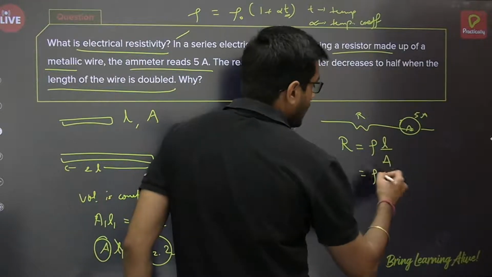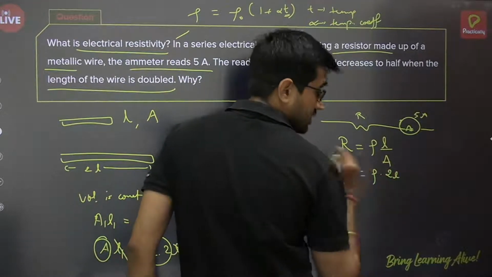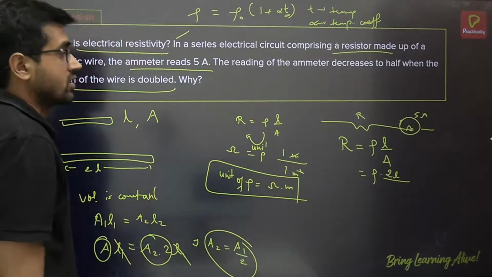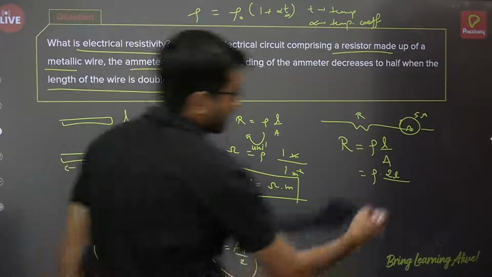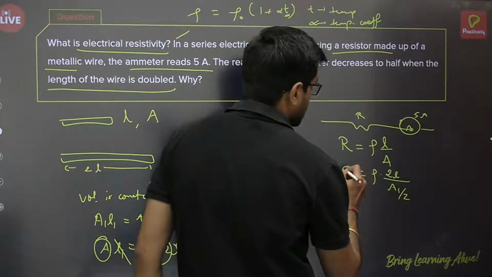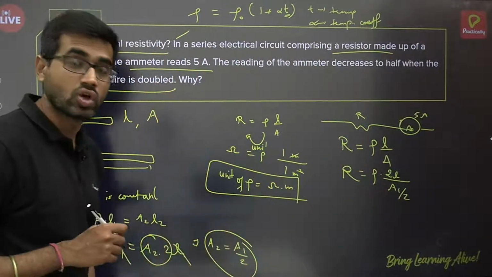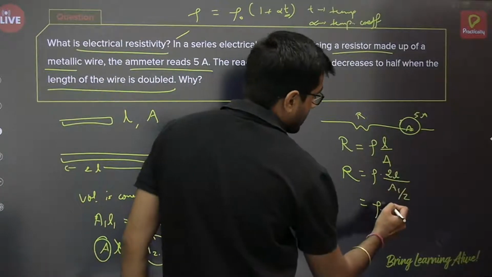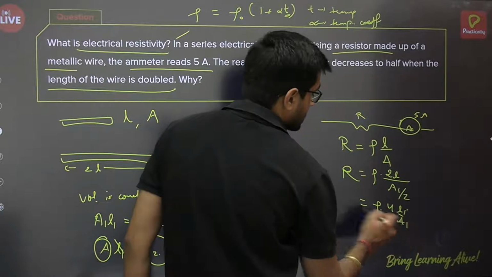But now what has happened? The length has become double. And what has happened to the area? The area has become half. So it has become A1 by 2. Right? You got it? So this simply means that this is rho. This will become 4 L1 by A1.